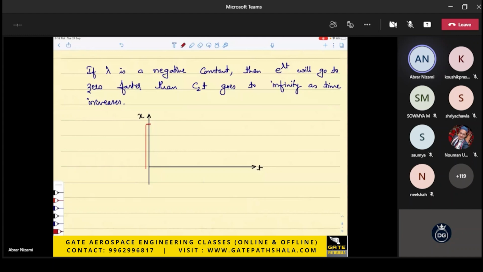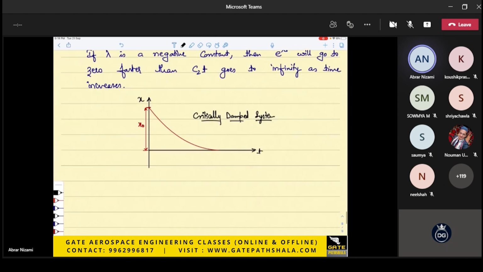This is x naught, the initial displacement. If you give this initial displacement, it will critically damp. So in a considerable time, it will come to the equilibrium, but it will not execute oscillation. It's called a critically damped system. Draw this figure, everybody. So what is undamped natural frequency?